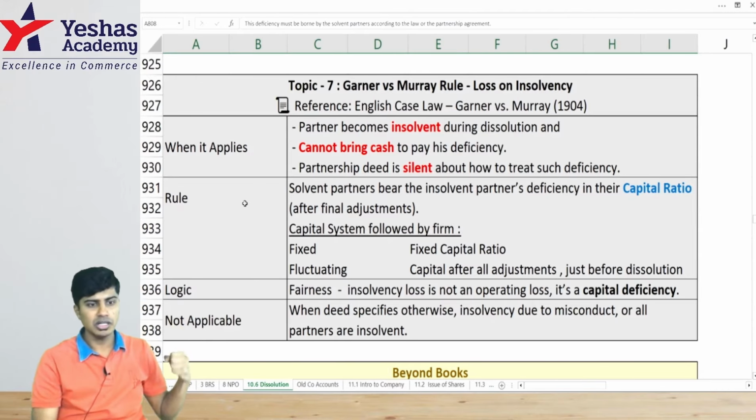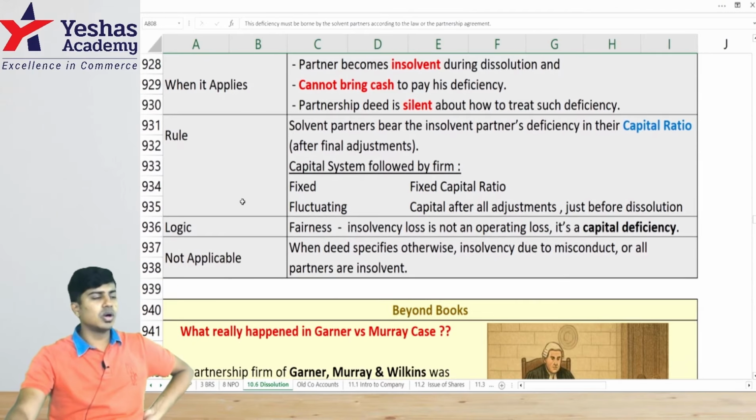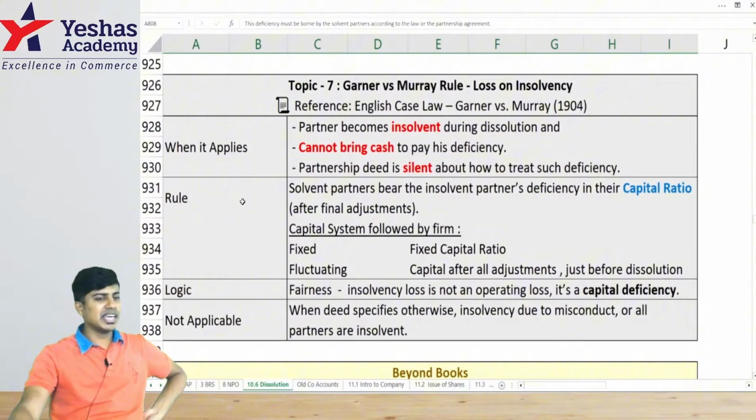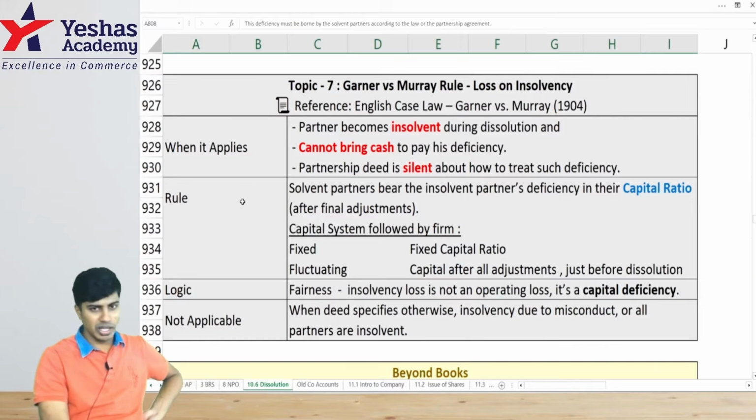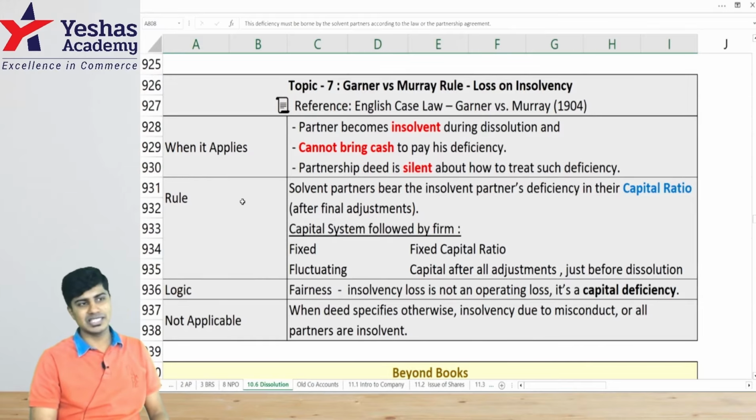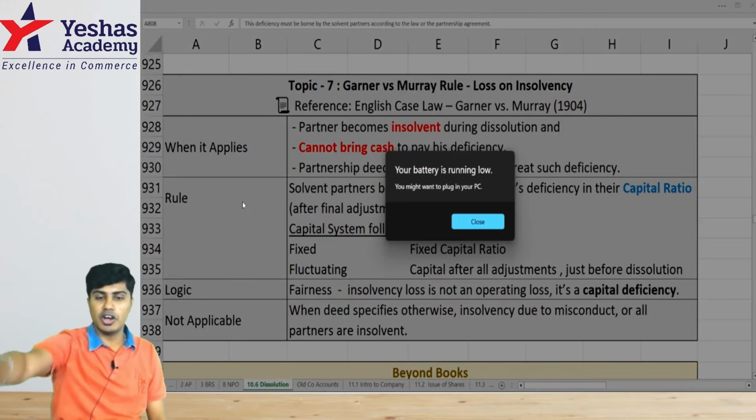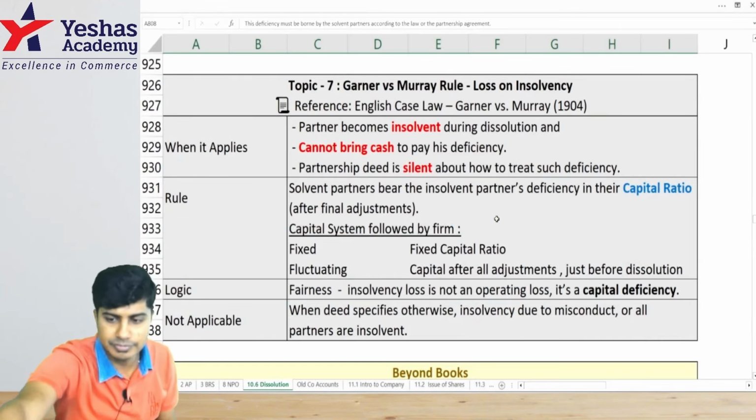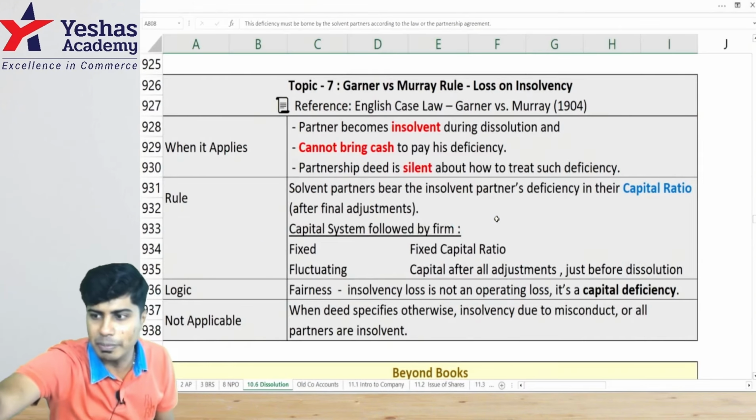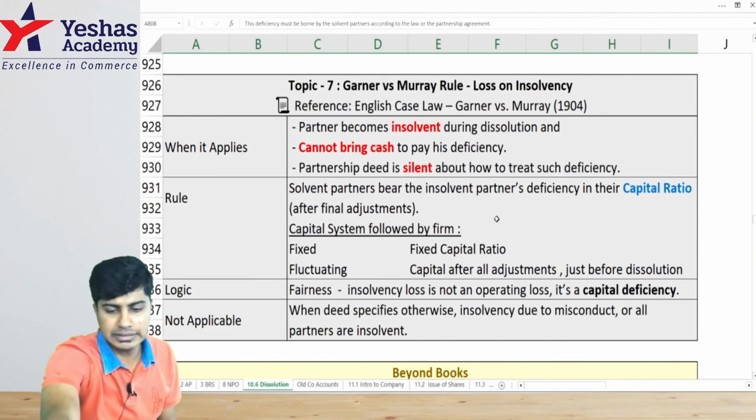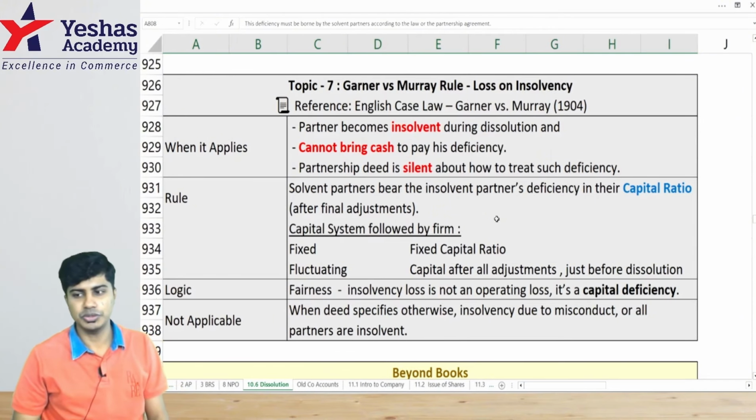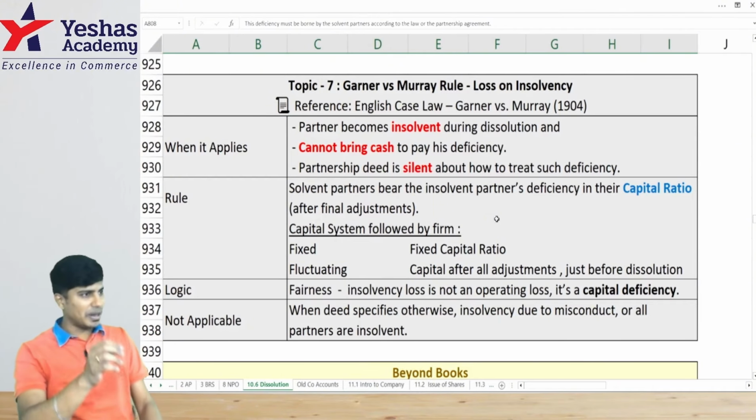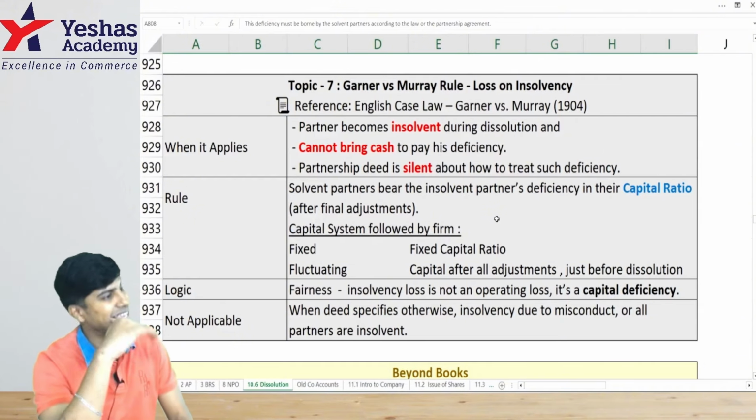I hope everybody understood. So the next thing for you to note, how to apply this? Very simple. If in case there is loss, that loss will be borne by them in profit sharing ratio. The argument in the case of Garner versus Murray was very simple. The argument says that the insolvency of one of the partners is not an operating loss, it is a capital loss.